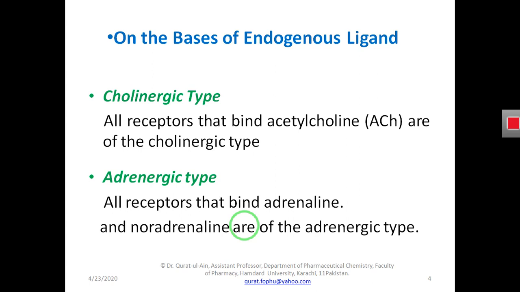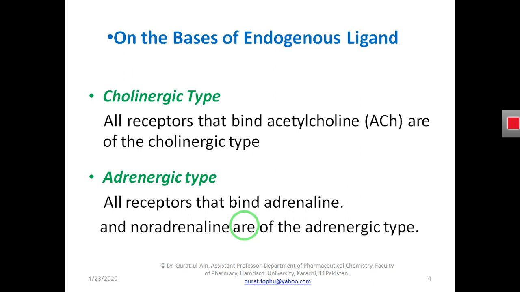So, on the basis of the endogenous ligand with which the receptor binds to initiate biochemical changes, or a signal from outside the cell to the inside, the receptors are classified into two types: cholinergic type and adrenergic type. Cholinergic type receptors are all those receptors that bind with the neurotransmitter acetylcholine, and this neurotransmitter is found in our nervous system, in our brain.